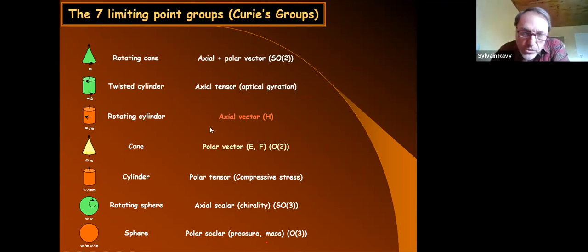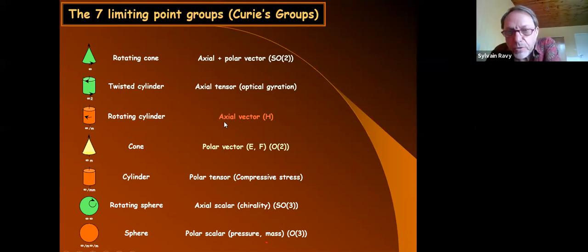And these can be associated to physical quantities. For example, let's take the simplest one, which is the polar vector, like an electric field or a force. This belongs to the group of the cone, which is infinity M, which means that you have an infinite axis, vertical, and all the mirrors containing this axis. And this is the symmetry of a polar vector.